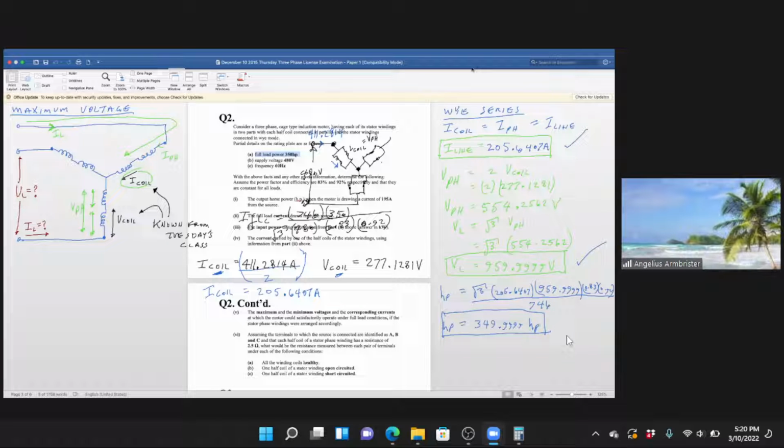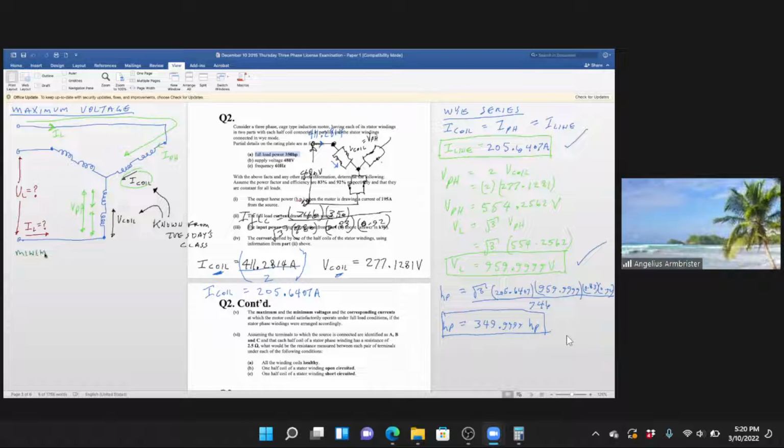Now let's do the minimum voltage, which is delta. Draw that in green. The minimum voltage would be delta parallel. So let's go here. Let's do minimum voltage. Minimum voltage always occurs in delta parallel.